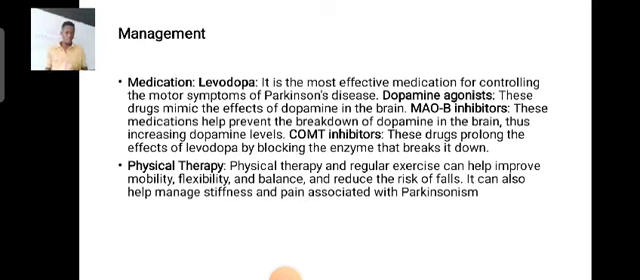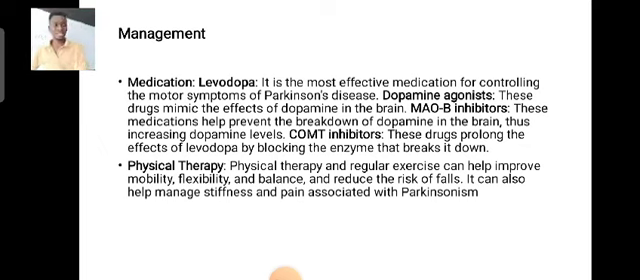Now, management. In a nutshell, we are going to talk about the management of Parkinsonism. Obviously, the drug of choice is levodopa. Levodopa is a dopamine agonist that mimics the dopamine level, so it will act as dopamine in the body of the patient. Now we are going to talk about physical therapy.